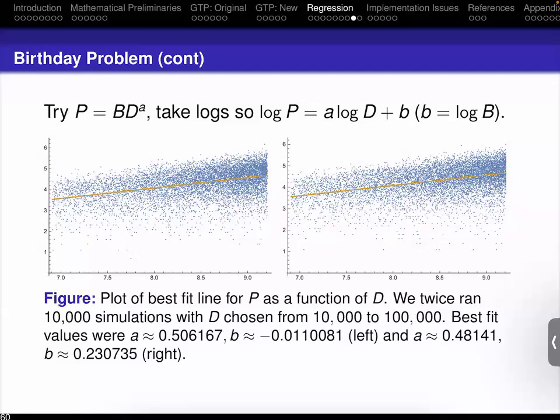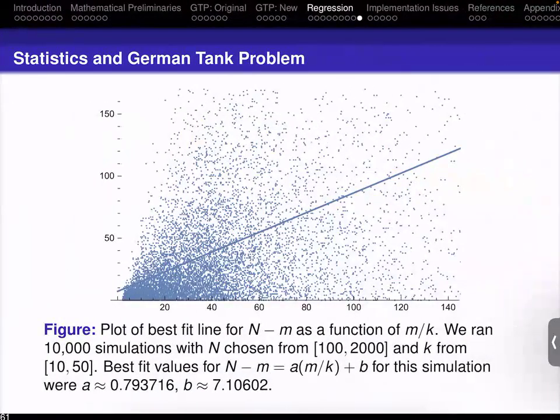By just simulating, we're able to see that it looks like it's the square root of d. And again, this is the power of being able to write some simple code and gather data. You need to be able to do this in the 21st century.